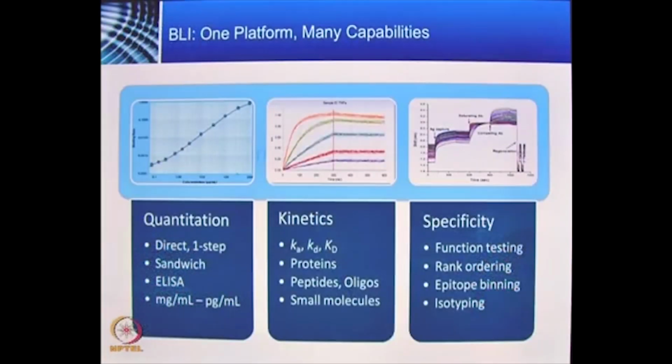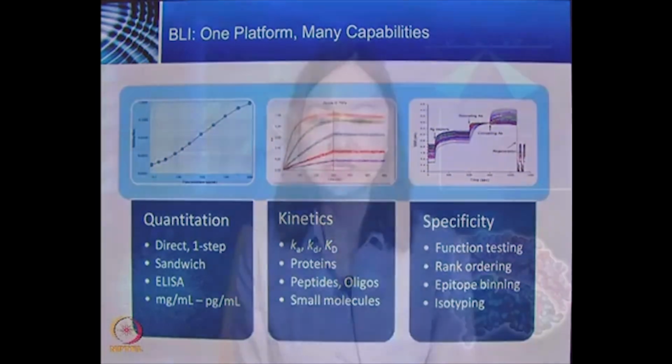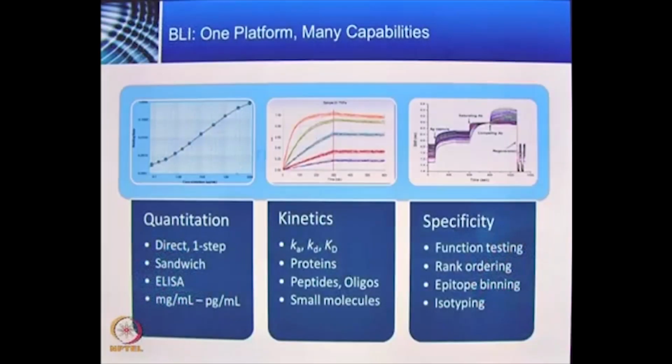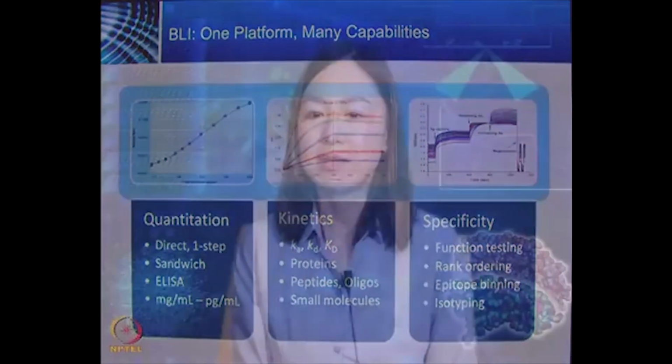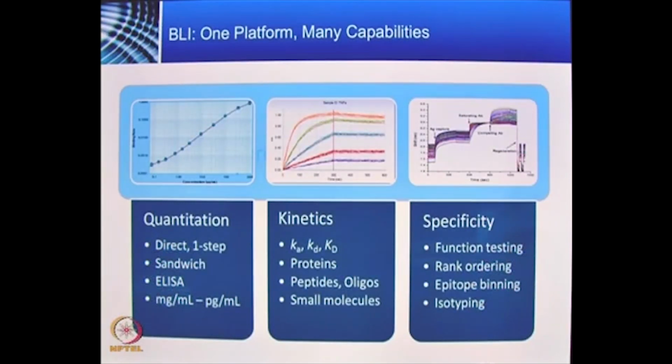We can use the technology to perform quantitation of biomolecules. This can be achieved by immobilizing a specific antibody or molecule onto the biosensor and using it to analyze the concentration of other molecules. It can also be used to analyze the kinetics of biomolecule interactions for us to get the K-on, K-off, and Kd. And in the pharmaceutical industry, it can also be used to perform functional testing, epitope binding analysis, and also perform isotyping of the antibodies.